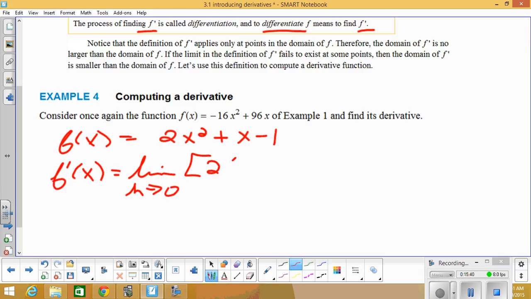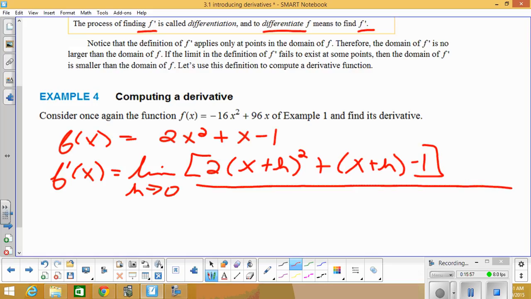Where I'm going to plug in, and I'm just going to use x. Our definition had x plus h rather than a wherever there was an x. That's the first point. Minus just the value of that function again, or just what I have here, f of x. So 2x squared, I'm running out of room, guys, plus x minus 1 all over h.